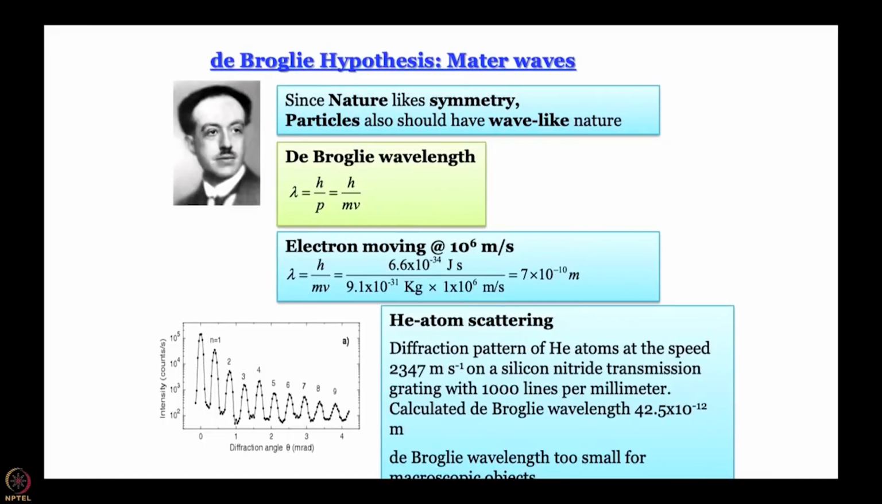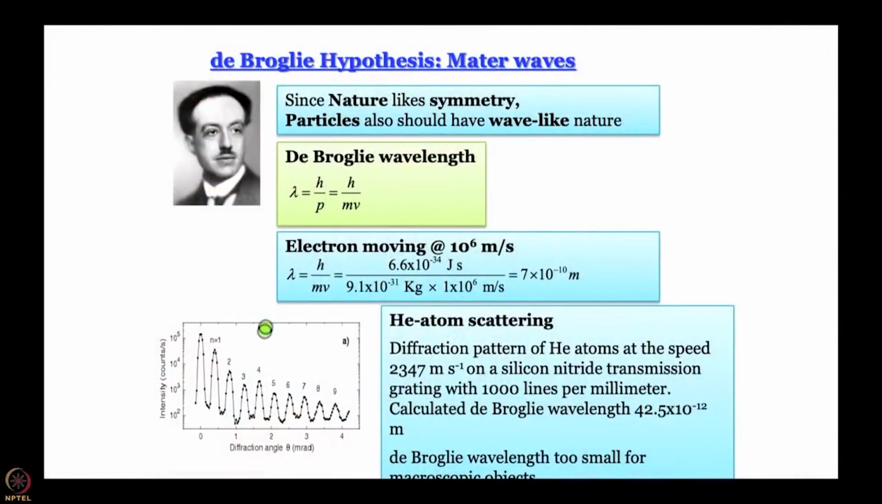But remember what we said, we had quoted Max Planck: experimental results are the only truth. Without showing experimental results, I cannot claim anything. So, here we show the experimental results of helium atom scattering, where the diffraction pattern is for helium atoms moving at 2347 meters per second and impinging on a silicon nitride transmission grating which has 1000 lines per millimeter. So, all parameters are very well defined.